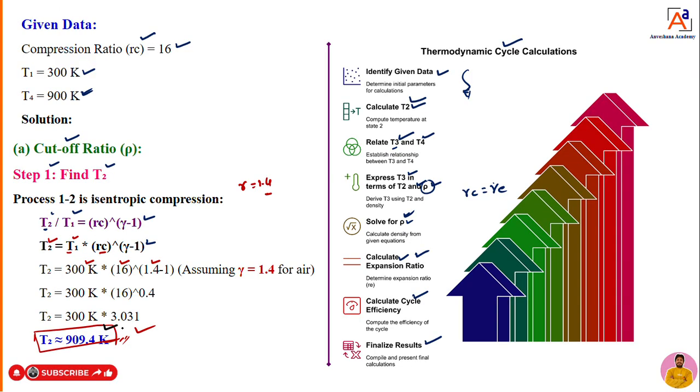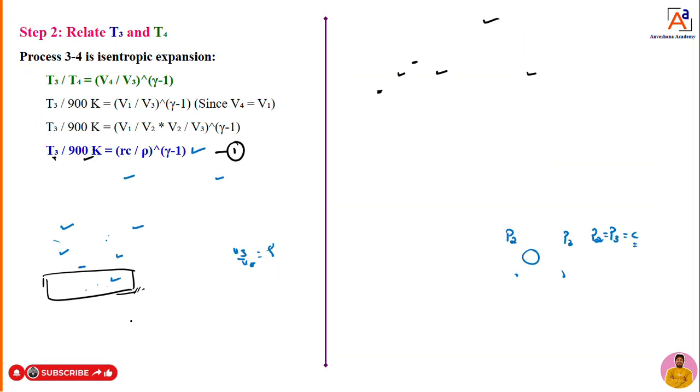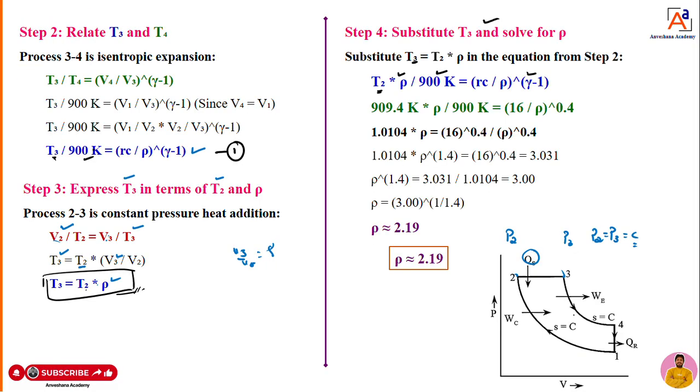Yes, T2 we already calculated, that is 909. The same value I am going to take here now. So T2 I already know, that is 909.4 Kelvin, into rho, I don't know the value, I will keep it as it is, divided by 900 Kelvin, is equal to RC divided by rho. What is the value of RC? That is given in the problem itself. So I will write it here, RC divided by rho, I don't know, I will keep it as it is.